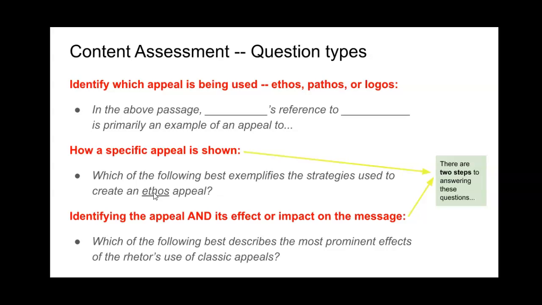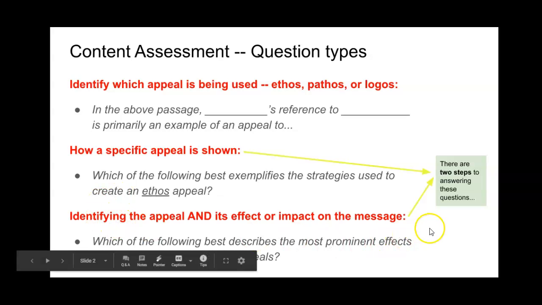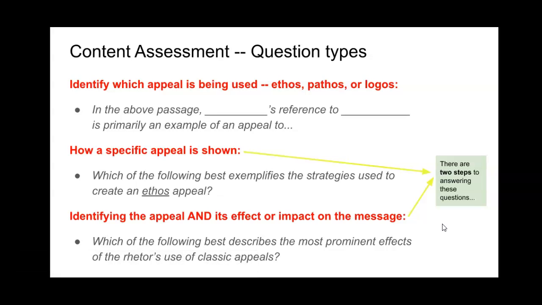The second type is identifying the appeal and its effect. That question might ask you, which of the following best describes the most prominent effect of the rhetor's use of classic appeals?